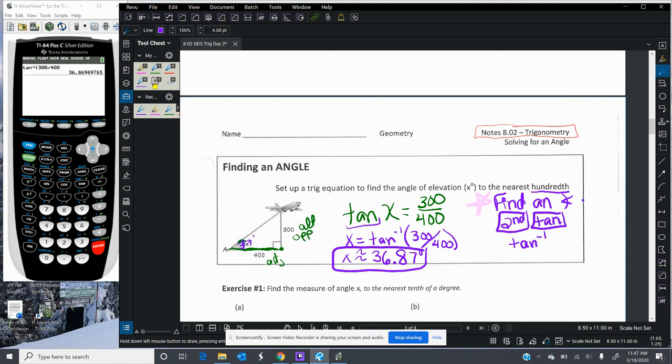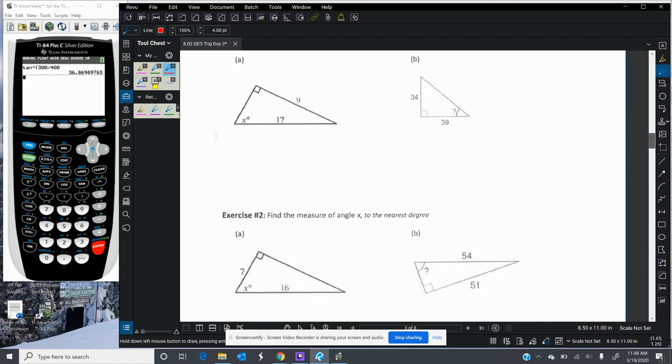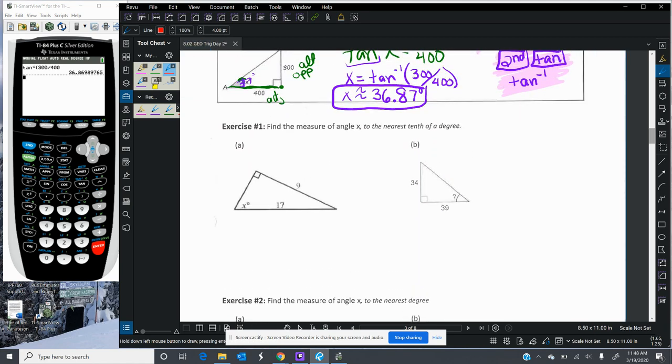This second tan idea, or second cosine, second sine, is used whenever we need to find an angle. So moving down to exercise 1, find the measure of angle x to the nearest tenth of a degree. Looking from angle x, we need to find the opposite side. 17 is our hypotenuse. So our trig function is sine.